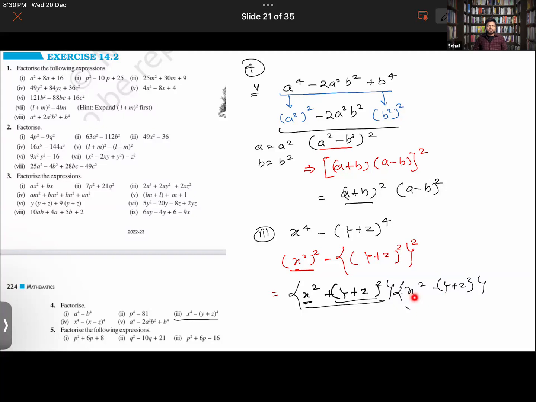Yes, Arhan, Arham. Hello. Yes, sir. I hope both of you are listening. What do we need to do further? Should we expand this y plus z or y plus z whole square? Yes, sir. Okay, so let's solve it further. This becomes x square plus y square plus 2zy plus z square, and then this is x square minus y square plus 2zy plus z square.